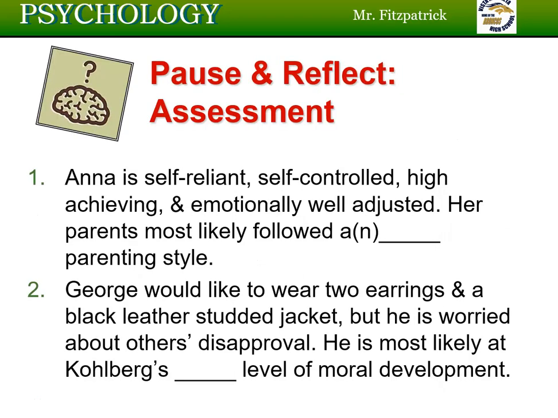Okay, here's a little question for you. Anna is self-reliant, self-controlled, high-achieving, emotionally well-adjusted. What parenting style did her parents most likely follow? You said authoritative. You were correct. George would like to wear 2 earrings and a black leather studded jacket, but he's worried about others' disapproval. He's most likely at what level of moral development? If you said the conventional level, then you are correct.